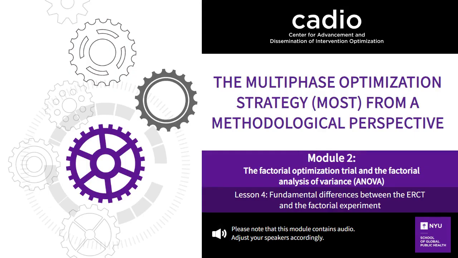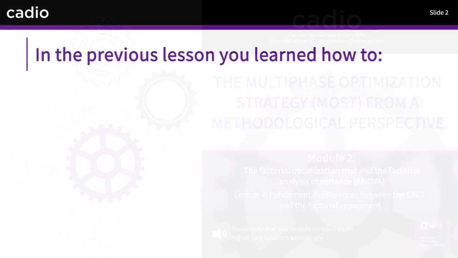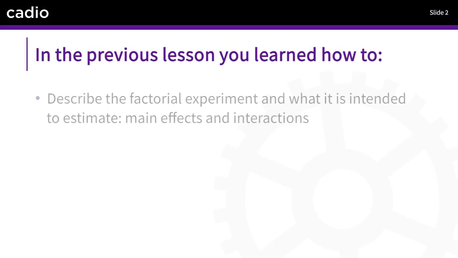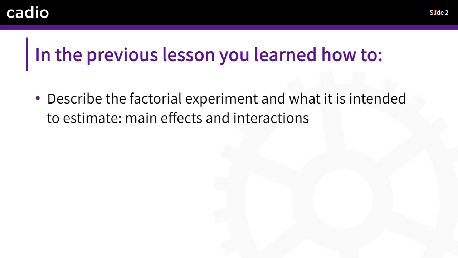The Multi-Phase Optimization Strategy from a Methodological Perspective. This is Module 2, the Factorial Optimization Trial and the Factorial Analysis of Variance, ANOVA. We are beginning Lesson 4, Fundamental Differences between the ERCT and the Factorial Experiment. In the previous lesson, you learned how to describe the factorial experiment and what it is intended to estimate, namely main effects and interactions.